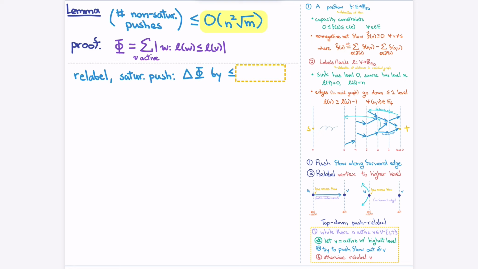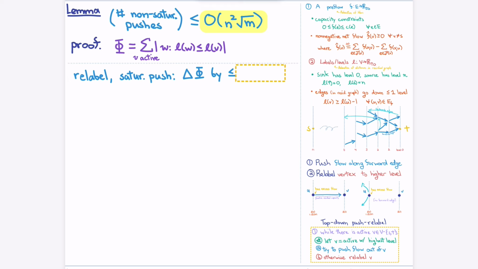Okay, so we're going to do something similar to before. We're going to look at the two other operations and ask, what's the worst case? How much can it increase my potential? And then try to argue that my non-saturating pushes are going to decrease my potential and get a bound this way. Same overall strategy, same use of a potential.